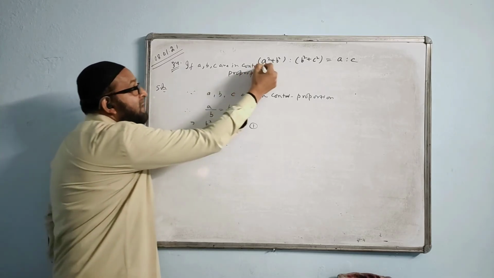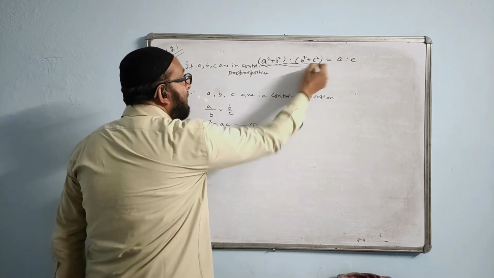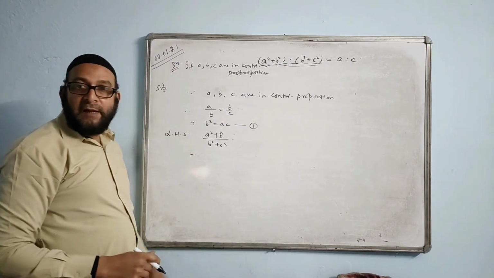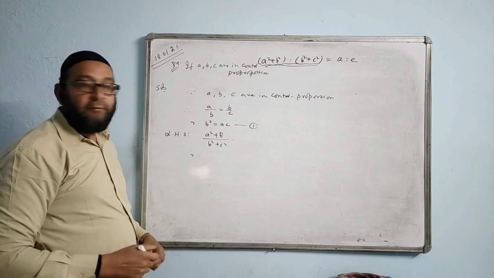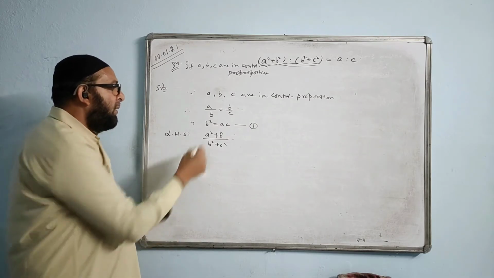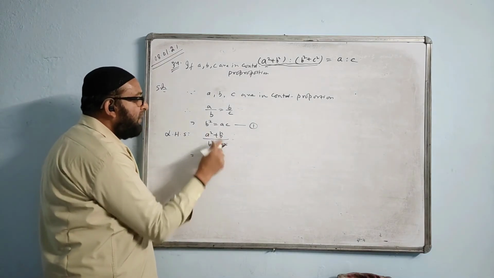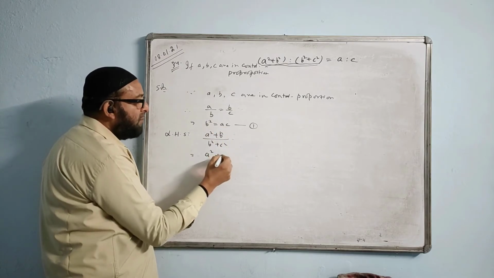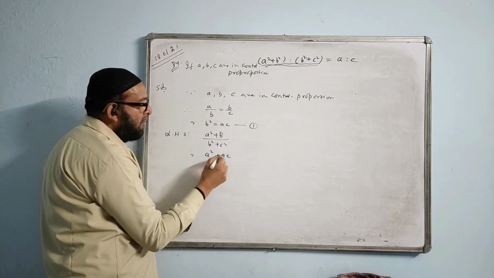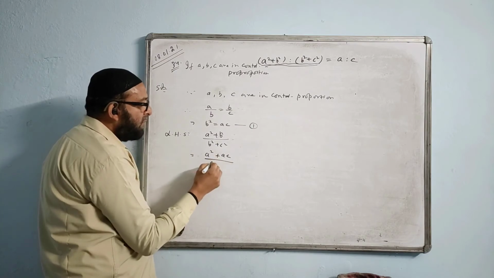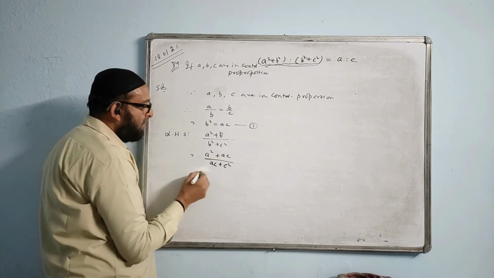We have taken the LHS, the left hand side of the question, now. A square, keep as it is, plus B square. What is the value of B square? AC. So B square value is AC, and C square will be as it is.